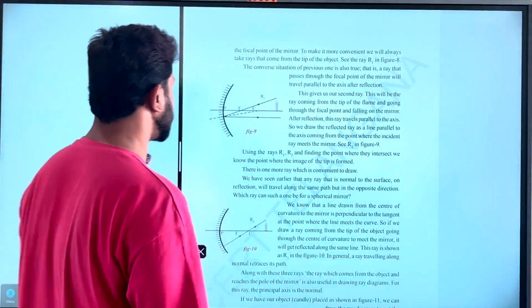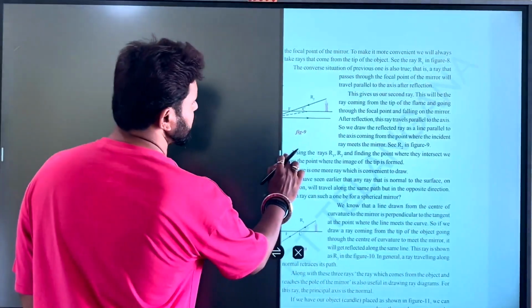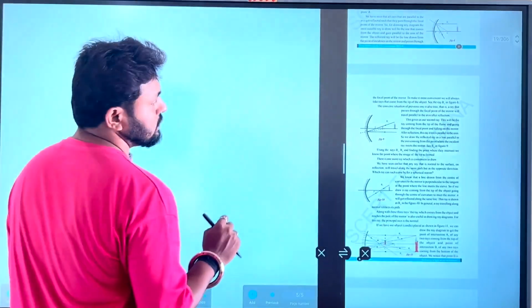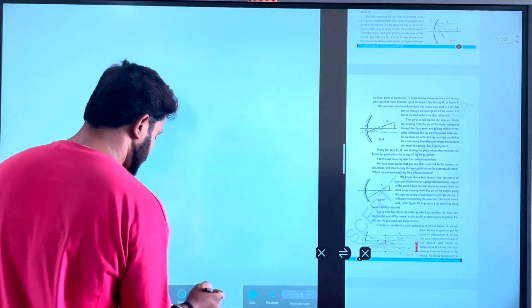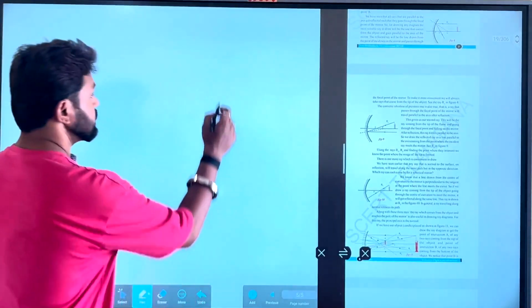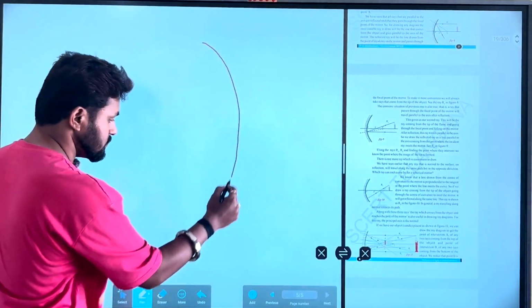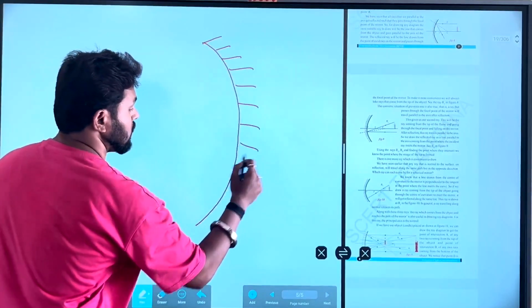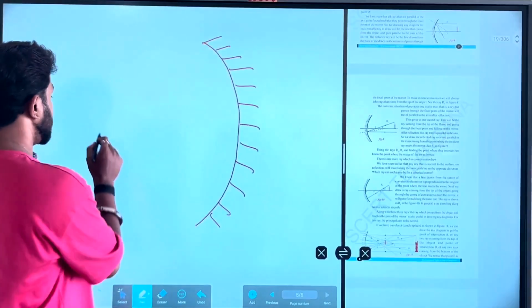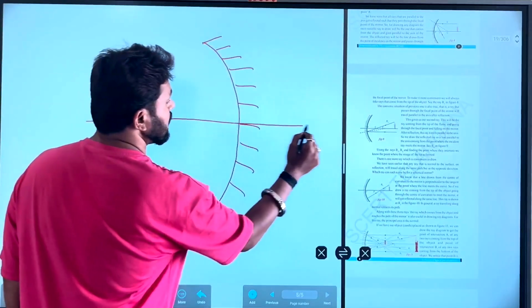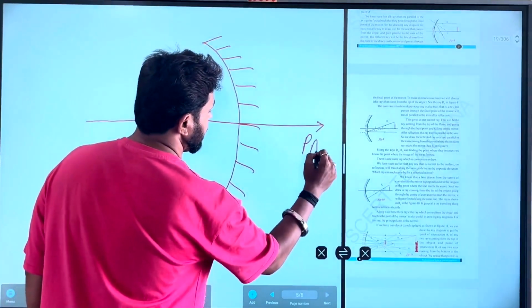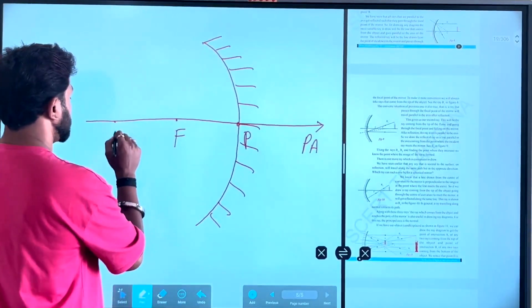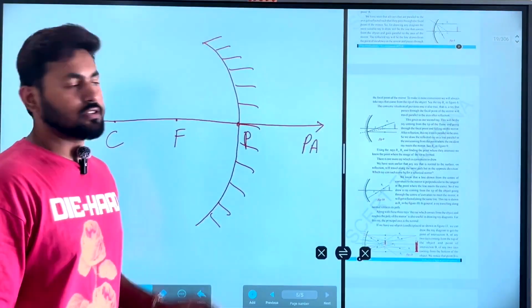Now the first rule, let me draw it for you so that you will also understand. Let's say this is a concave mirror and we have a principal axis PA. This is the pole, this is the focus, and this is the center of curvature.